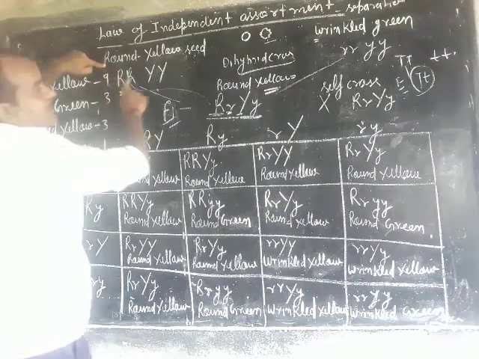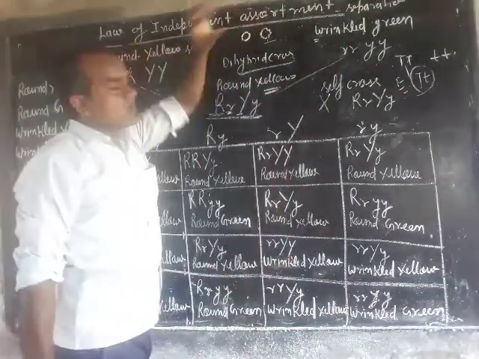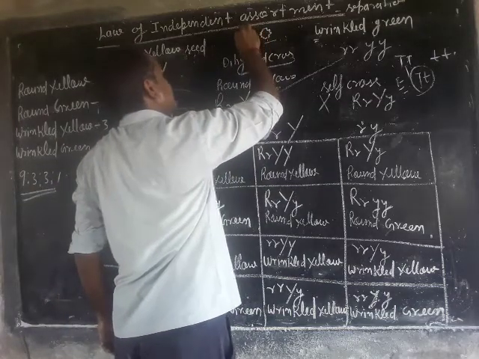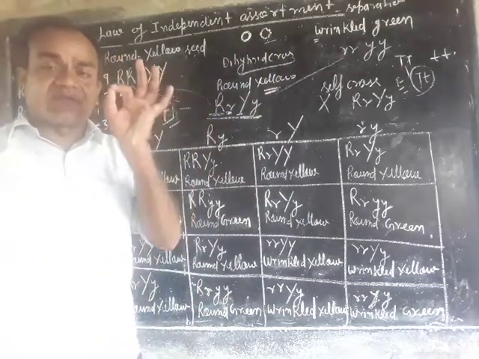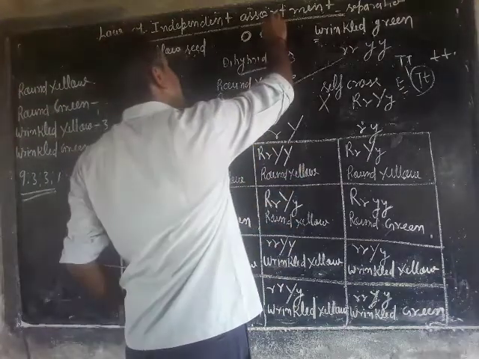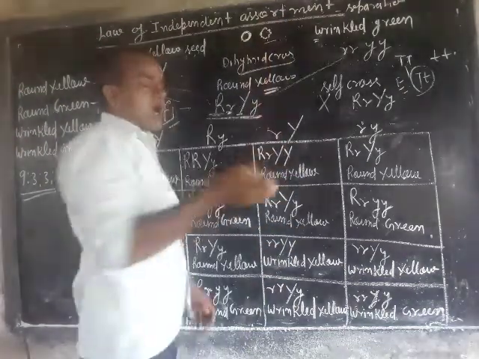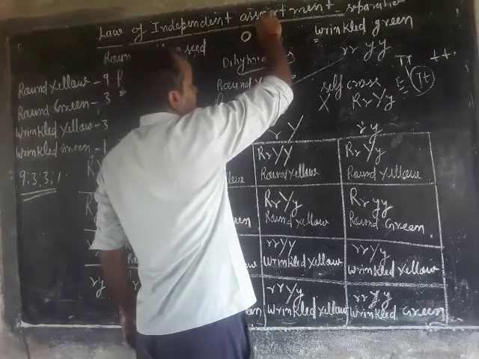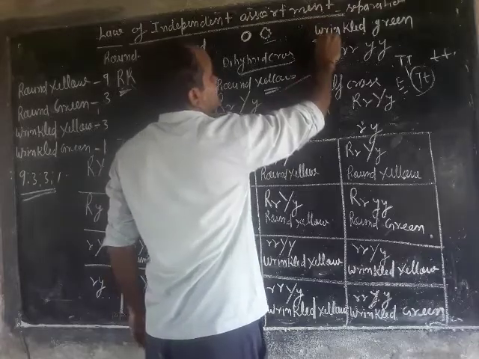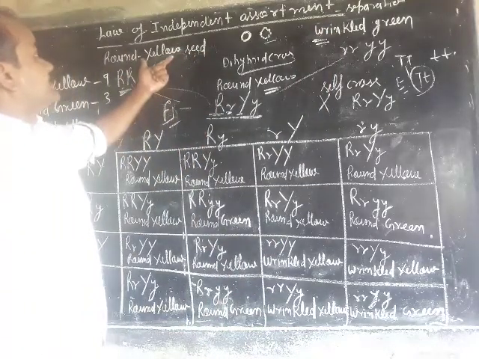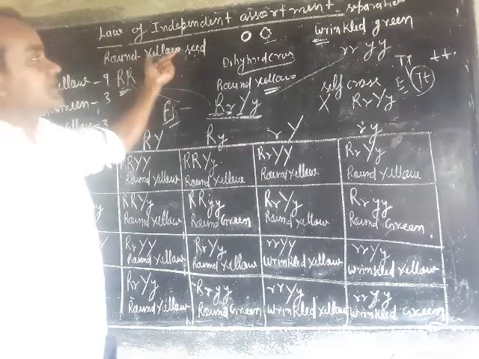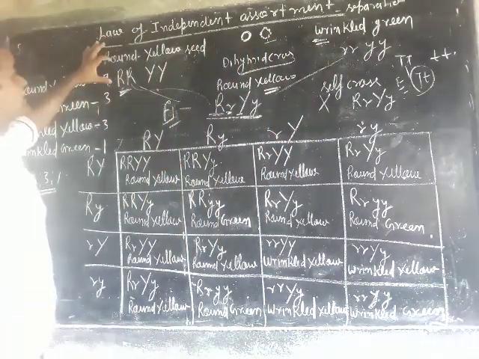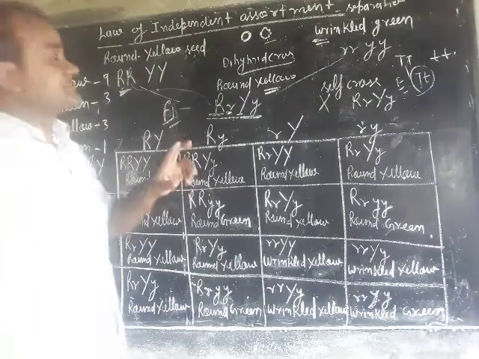One pair is round and wrinkled. Round means a spherical seed, and a wrinkled seed means the seed coat is constricted. A type of constriction is present in a wrinkled seed. Another pair is yellow, a color of seed, and green, another color of seed. We have chosen two pairs of contrasting characters.